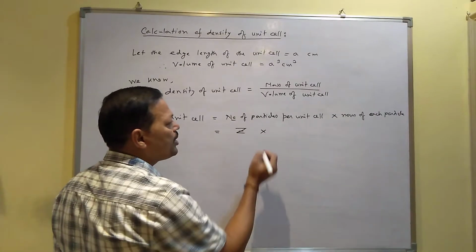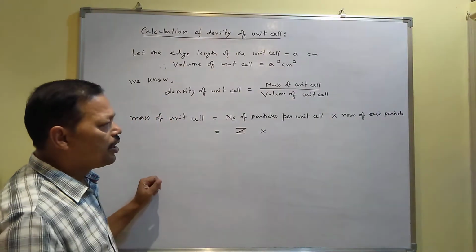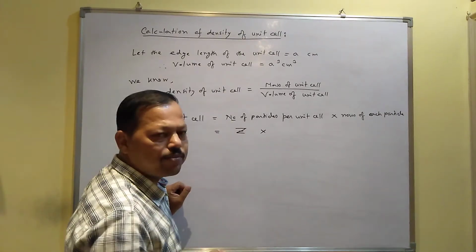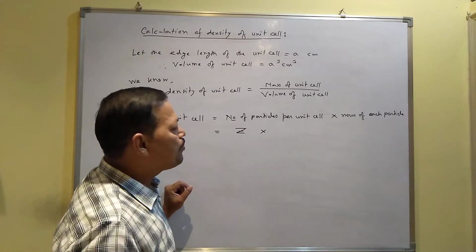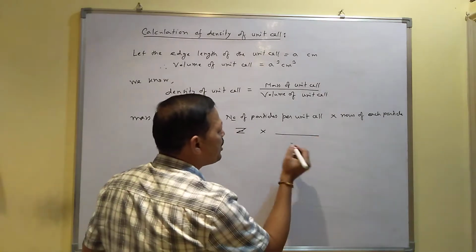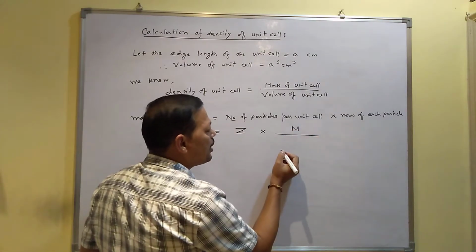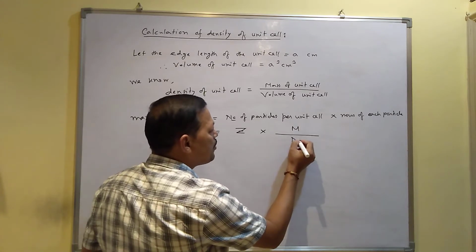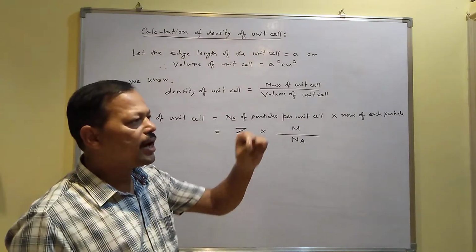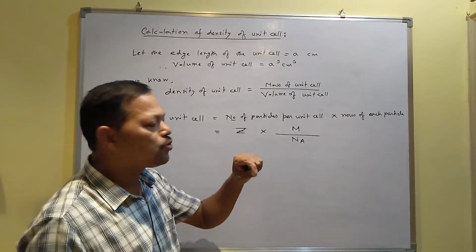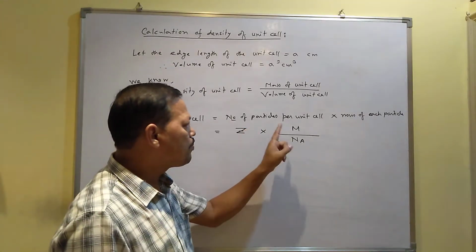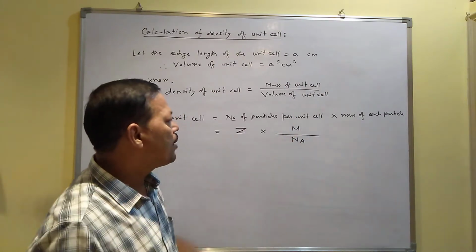And mass of each particle, how to determine? Suppose your atom is an iron atom. If you want to determine the mass of one iron atom, how do you determine it? The molar mass divided by Avogadro's number. Then you will get the mass of one particle. That is why mass of one particle, you can write as molar mass divided by Avogadro's number Na. If the atom is a hydrogen atom, then hydrogen molar mass is 1, so 1 by 6.022 into 10 to the power 23 gives the mass of one hydrogen atom. So mass of one particle is molar mass divided by Avogadro's number.